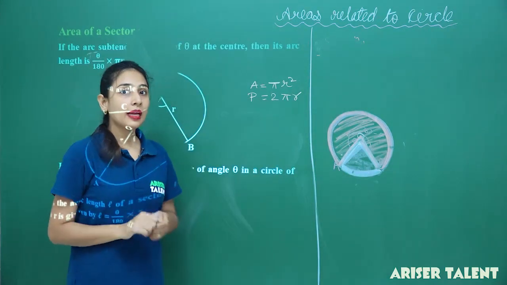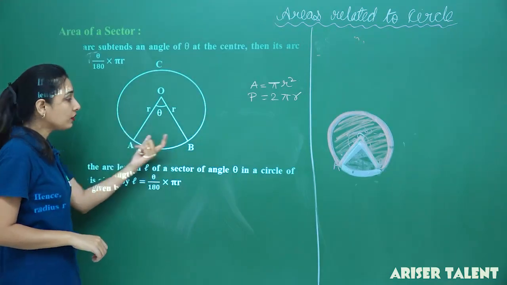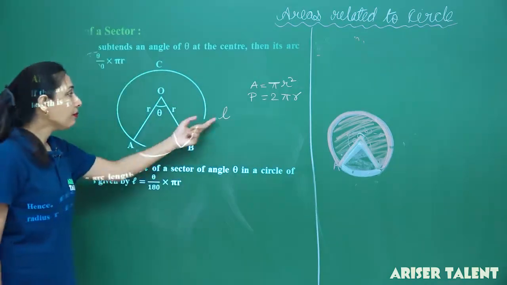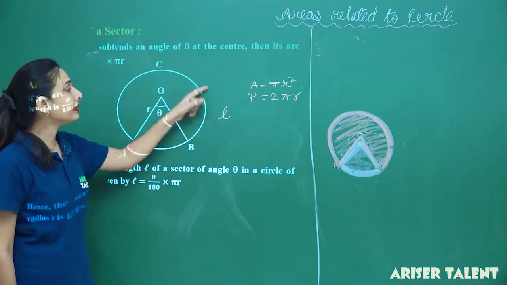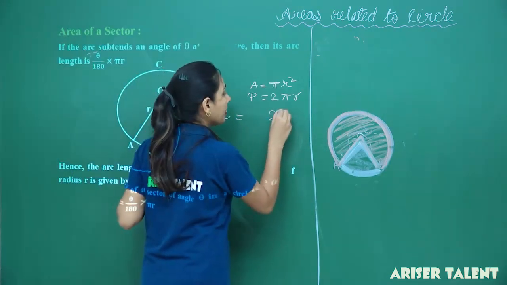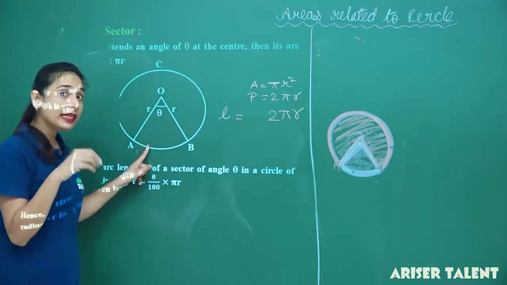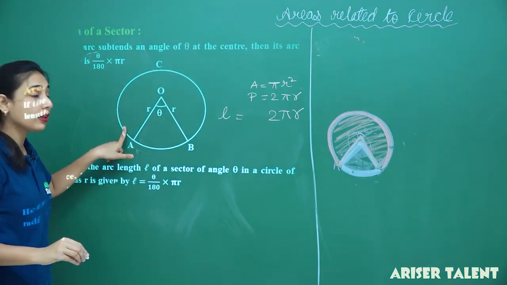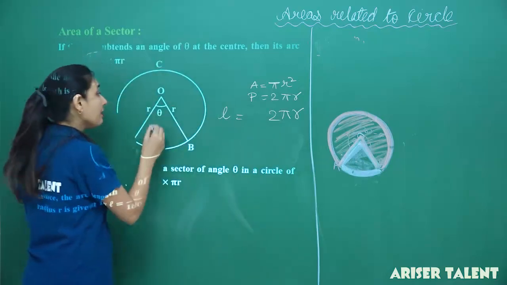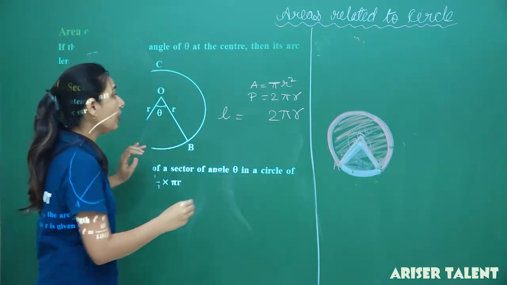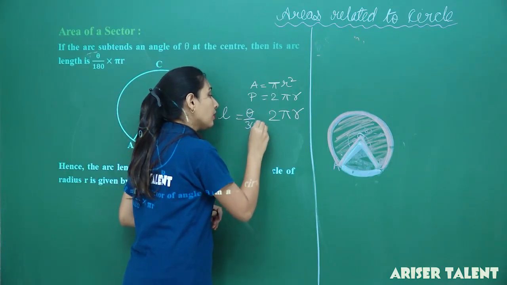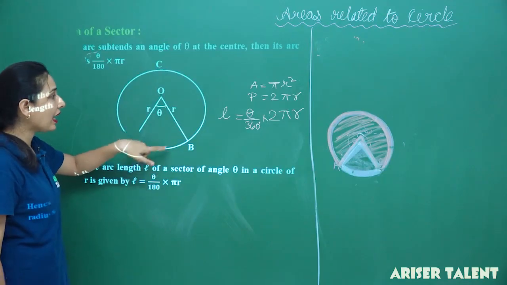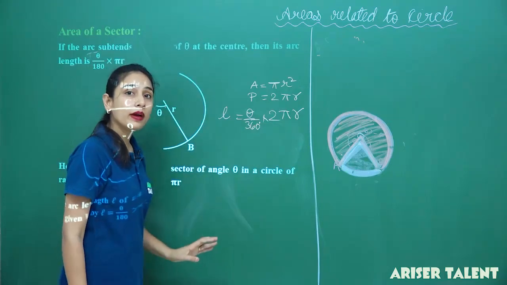Okay, students. Here I am taking the length of this arc AB. What will be the length of arc AB? If I denote it by L, how can I find it? The complete circumference is 2 pi r, for 360 degrees. But I have only theta here. So, I have only the portion theta out of 360. So, from 2 pi r, what length will I have? Theta by 360 multiplied by 2 pi r, isn't it?